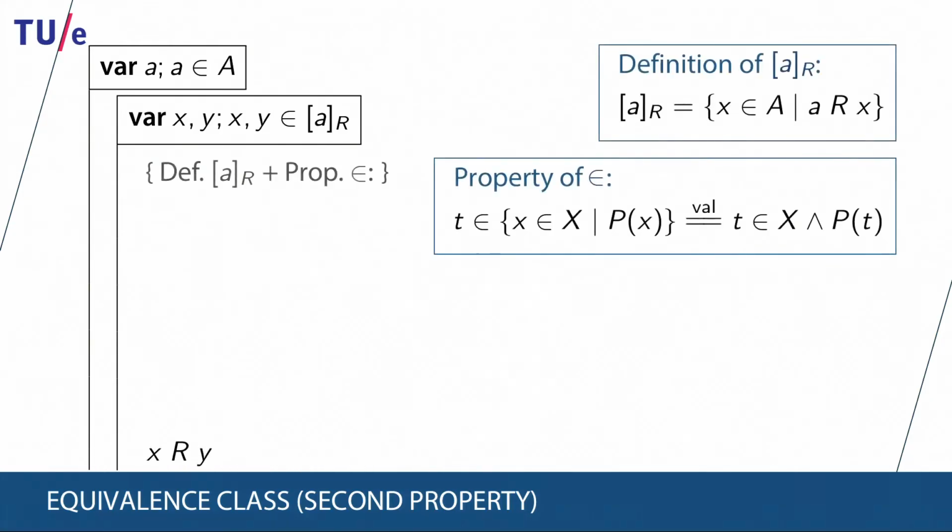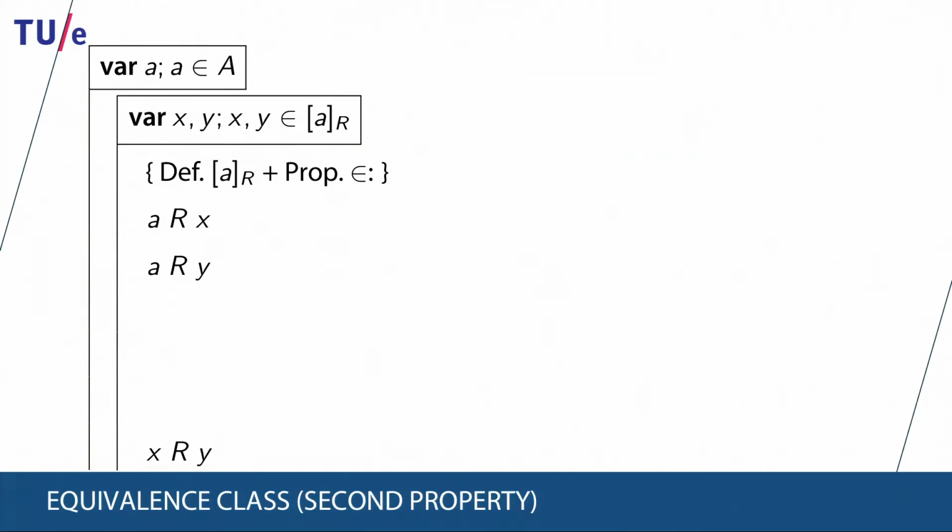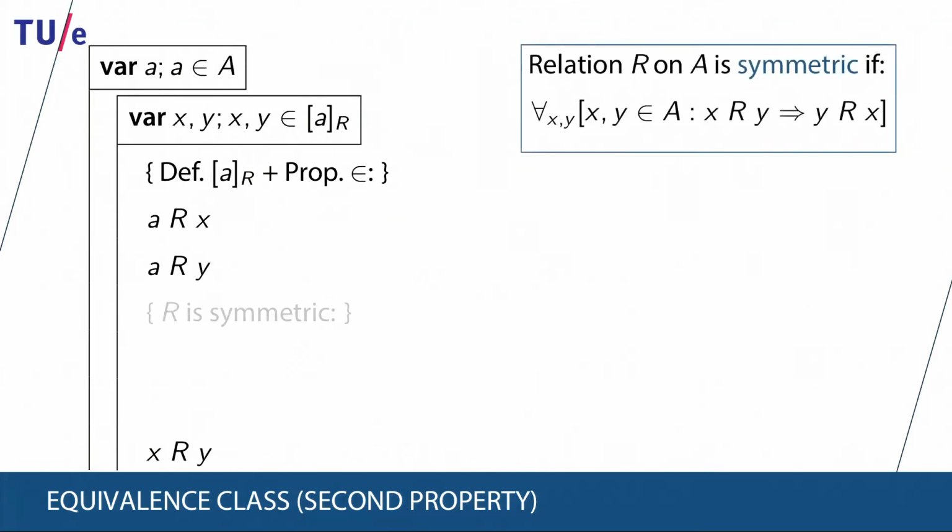We use the definition of equivalence class and the property of element of on the formula stating that both x and y are in the R equivalence class of A. This gives us that A is related to x and A is related to y. Using that R is an equivalence relation, we now get that x is related to y as follows. First, since R is symmetric, we may conclude that x R A from A R x. Note that we use the formula for symmetry by first applying a universal quantification elimination with A and x, and then applying an implication elimination with A R x.